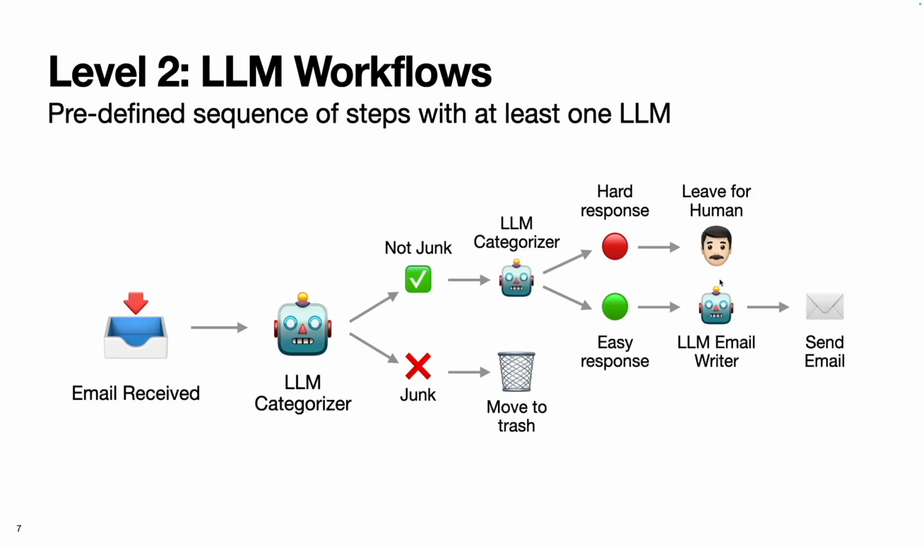Okay, but then going on with the workflow, if it's a hard response, the system can just leave it for me to respond to. If it's an easy response, it can get passed to an LLM email writer that specializes in this, and then that LLM can send an email. And so the key difference between level 1 and level 2 is that we're no longer limited to just a single LLM with access to some tools, but rather we can have multiple of these LLM plus tool systems working together to solve more and more complex tasks with better performance.